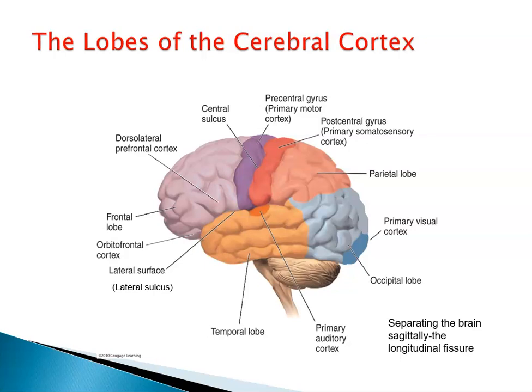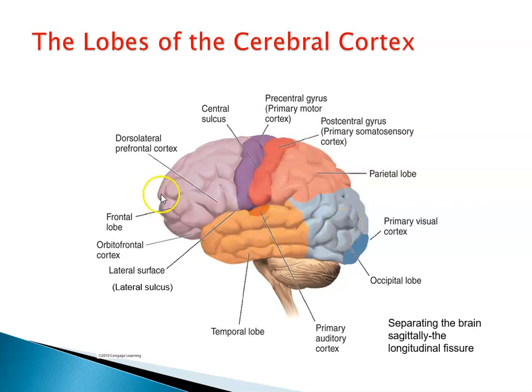This is a colored picture that actually matches the handout called The Lobes of the Brain, and I just wanted to go over it a little bit. I mentioned that there are divisions of the brain: frontal, parietal, occipital, temporal. I like to call it FPOT. I don't know why, but FPOT being frontal, parietal, occipital, temporal.